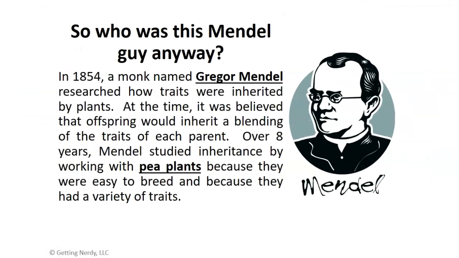So who was this Gregor Mendel guy anyway? He was a monk in the mid 1800s, and he studied plants. He was a naturalist, a botanist that studied plants. So at the time, it was believed that offspring would inherit a blending of the traits of each parent. So over 8 years, Mendel studied this inheritance by working with pea plants, again because they were easy to breed and because they had a variety of traits.